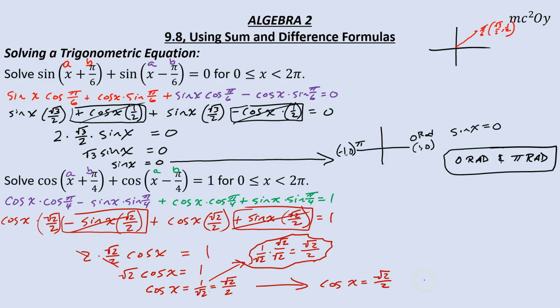Anyway, when does cosine x equal root 2 over 2? Well, thinking of a unit circle, that happens at 45, positive root 2 over 2, and it happens at negative 45, also known as 315 degrees. Okay, this is for pi over 4, if you're in radians, and 7 pi over 4 in radians. Okay, so our solution is pi over 4 and 7 pi over 4.